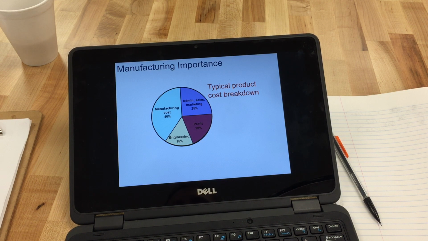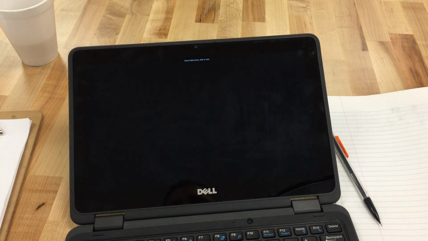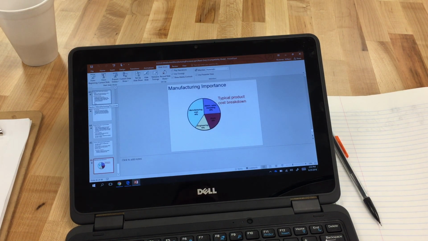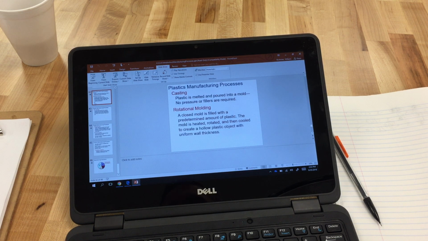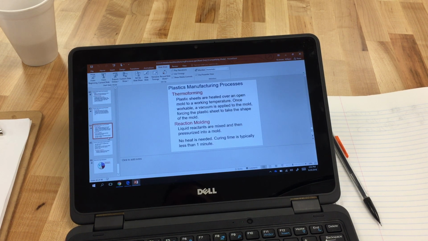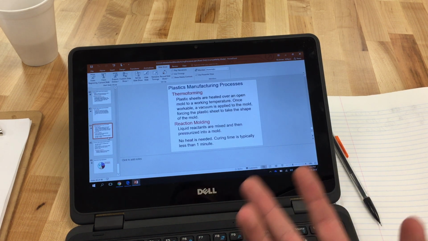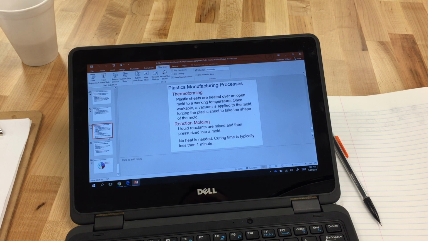Typical product cost breakdown, if that looks familiar, once again, manufacturing cost comes out to about 40%. The whole purpose of that was just to give you a brief overview. None of this really goes into detail. If you want more information, find what term you're looking for and look it up. I'm sure there's plenty out there for you.